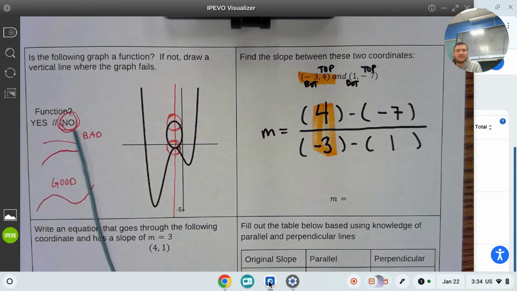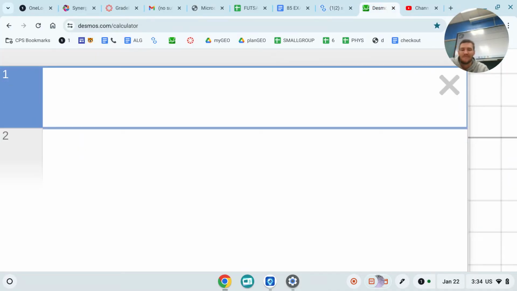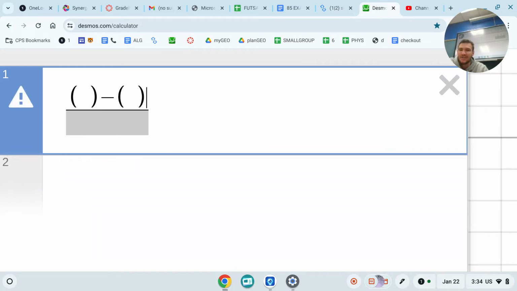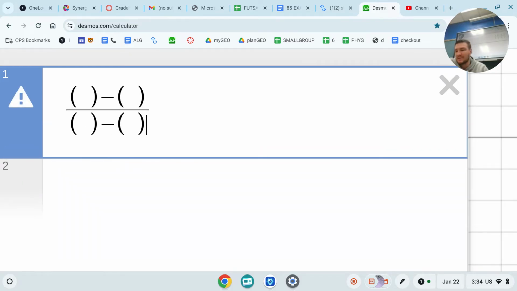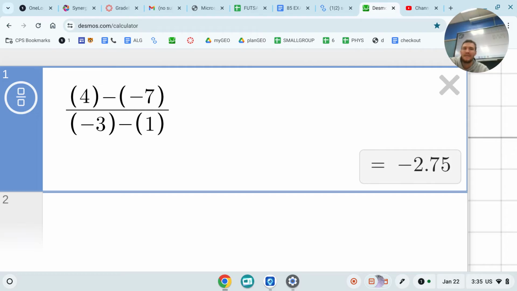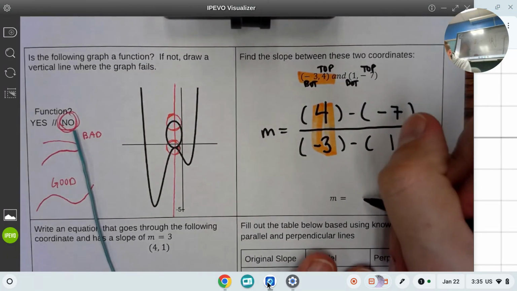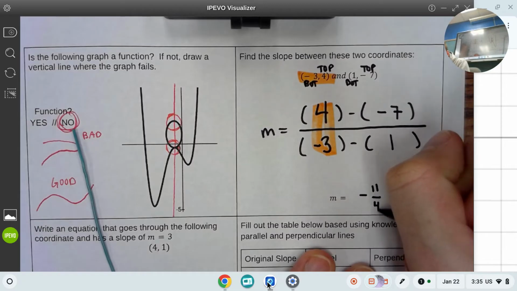Go to Desmos, type it in. When you type it in, make sure that you just press fraction first. Fraction, parentheses minus parentheses, parentheses minus parentheses, get it in there. 4, -3, -7, 1. Desmos is gonna do it for you. And we get a weird answer, but you know what? I trust Desmos. I typed it in correctly. It looks good. -11 divided by 4. M equals -11 divided by 4.